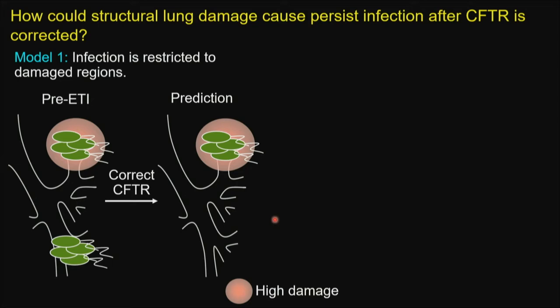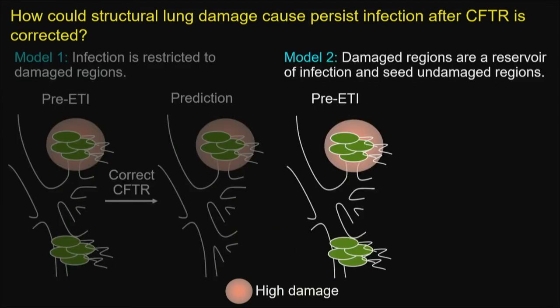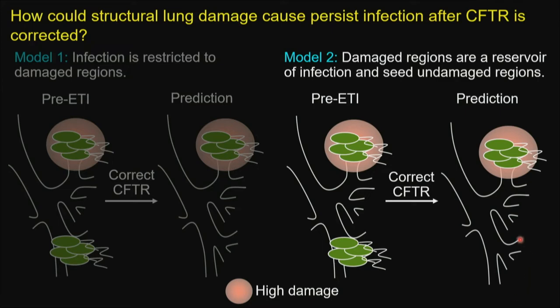However, we also envision a second way in which damage could lead to infection. In this case, it may be that the damaged regions are acting as a reservoir of infection and reseeding undamaged regions after CFTR is corrected. And so the prediction would be that there's a period of clearance followed by reinfection from the high damage regions into the low damage regions.